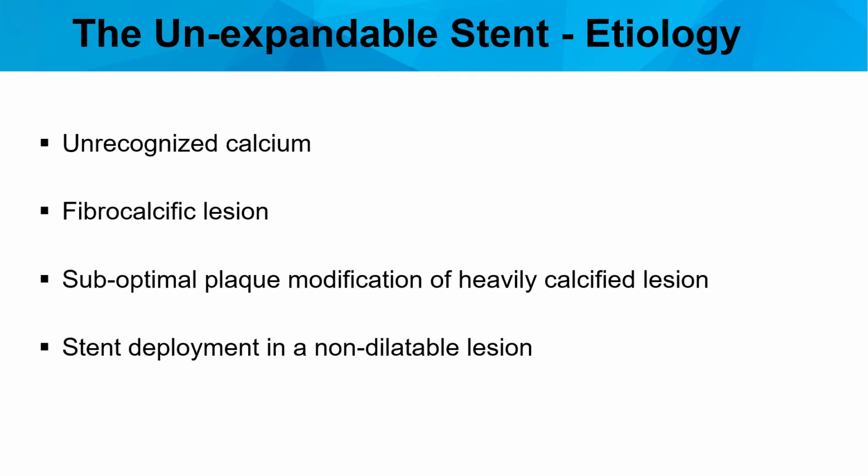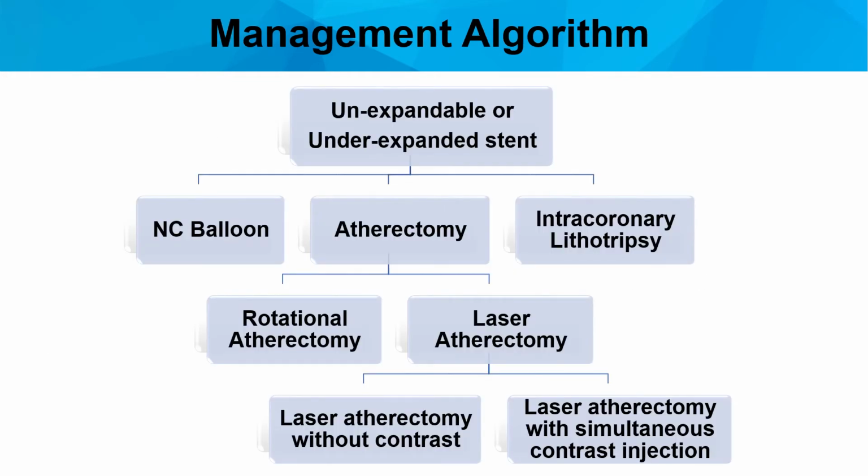It's important to recognize that the risk for an unexpandable stent is a dog-boning balloon, just like we showed in our case presentation. So here's a management algorithm for an unexpandable or underexpanded stent: non-compliant balloon, atherectomy, this could be rotational or laser atherectomy, and intracoronary lithotripsy. Once again, this algorithm is for an already deployed stent that is not fully expanded.